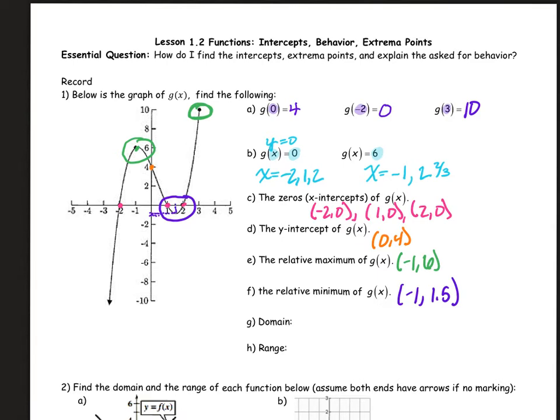Actually, I think I got that backwards. Wow, I'm doing good today. Sorry, I was reading my notes and I messed that up.